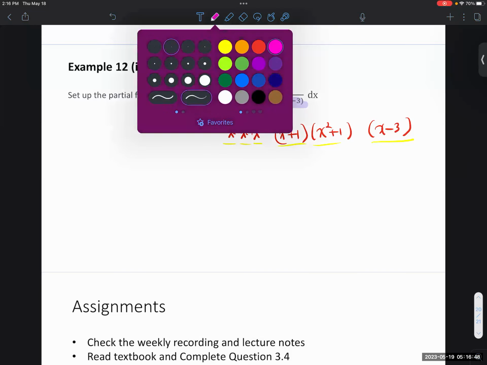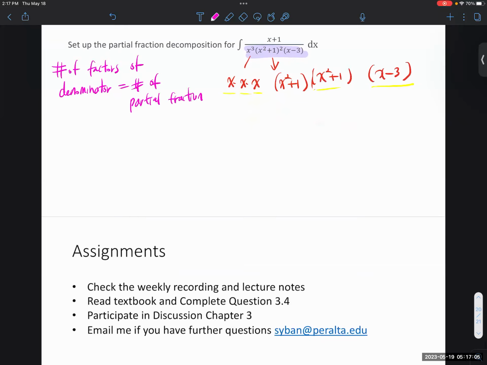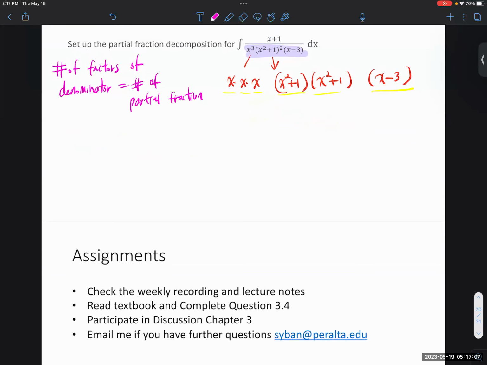So I'm going to write it. Number of factors of the denominator equal to number of partial fractions. Got it? So what happened? I'm not going to solve it, but I just find the partial fraction form.